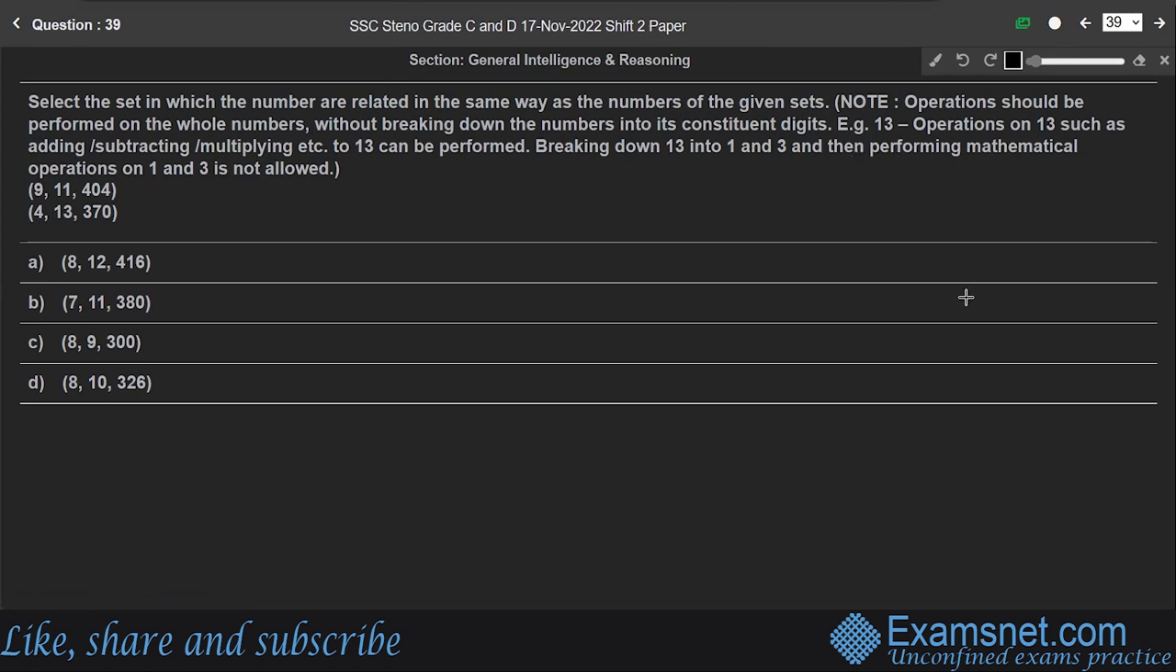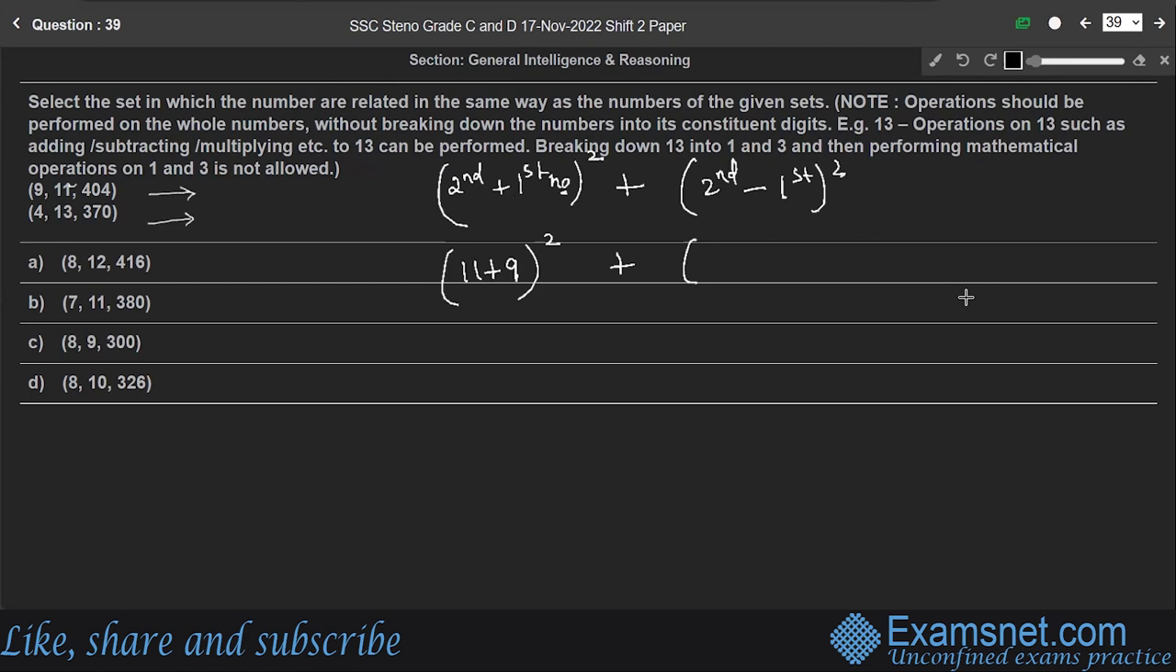Therefore, we'll consider the first set, we'll find the logic behind this, right? How these numbers are related, right? Here the first number is 9, second one is 11, third one is 404. So, we'll consider sum of first and second number, or directly second number plus first number. So, which is 11 plus 9, the whole square, right? Plus we'll consider second number minus first number, the whole square, right? Just take the difference between second and first number and square it, right?